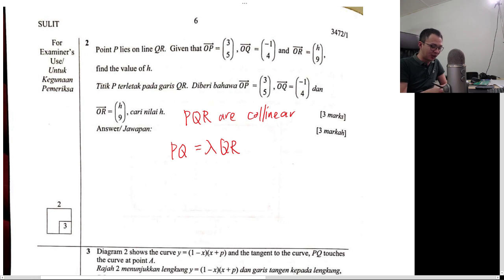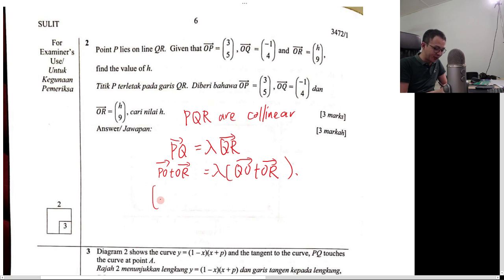PQ, you should know how to get the vector of PQ. Just PO plus OQ. So PQ will be PO plus OQ, and lambda is just a ratio. This one will be QO plus OR. PO is the opposite of OP, which is -3, -5. Then OQ is plus -1, 4 equals lambda. This one is the opposite, so it will be 1, -4 plus OR, H, 9.